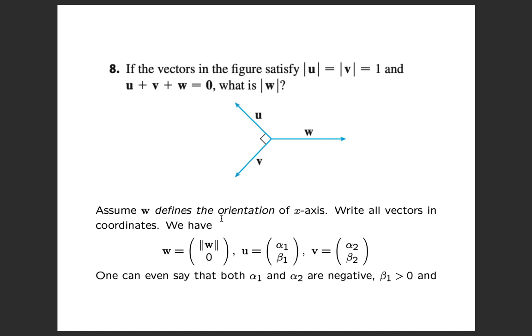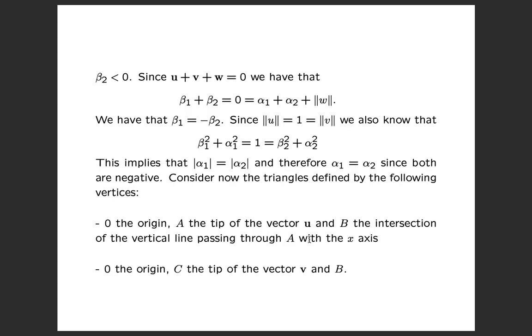For the third vector, things are a little bit easier since this vector is supporting the x-axis. There is no component in the y direction, so the vector w in this coordinate system is the norm of w in the first component, because it's exactly the distance between the origin and this point, and 0 in the second component. Now we're going to formulate what it means that u plus v plus w equals 0.